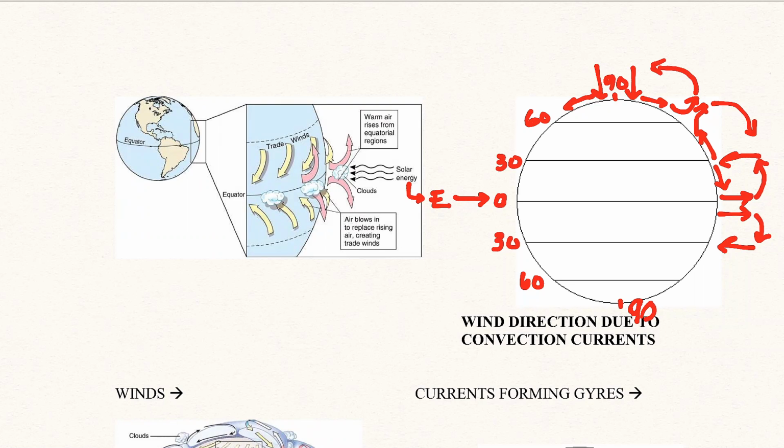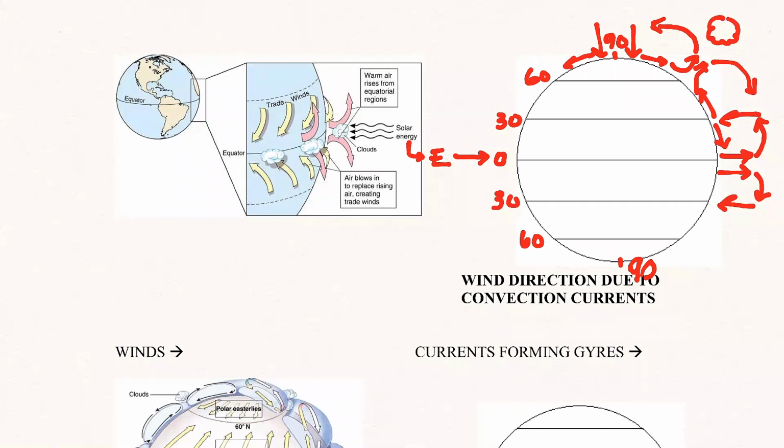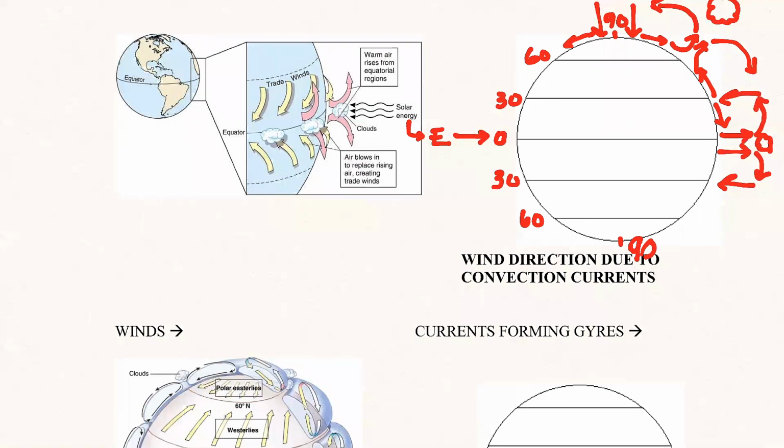So we'll see lots of cloud formation right here. We'll also see lots of cloud formation. I can't really draw it in, but it's going to be cloud formation also at the equator. And the areas at 30 degrees north and 30 degrees south, you have sinking air, and those are usually the areas on the Earth where you get deserts.